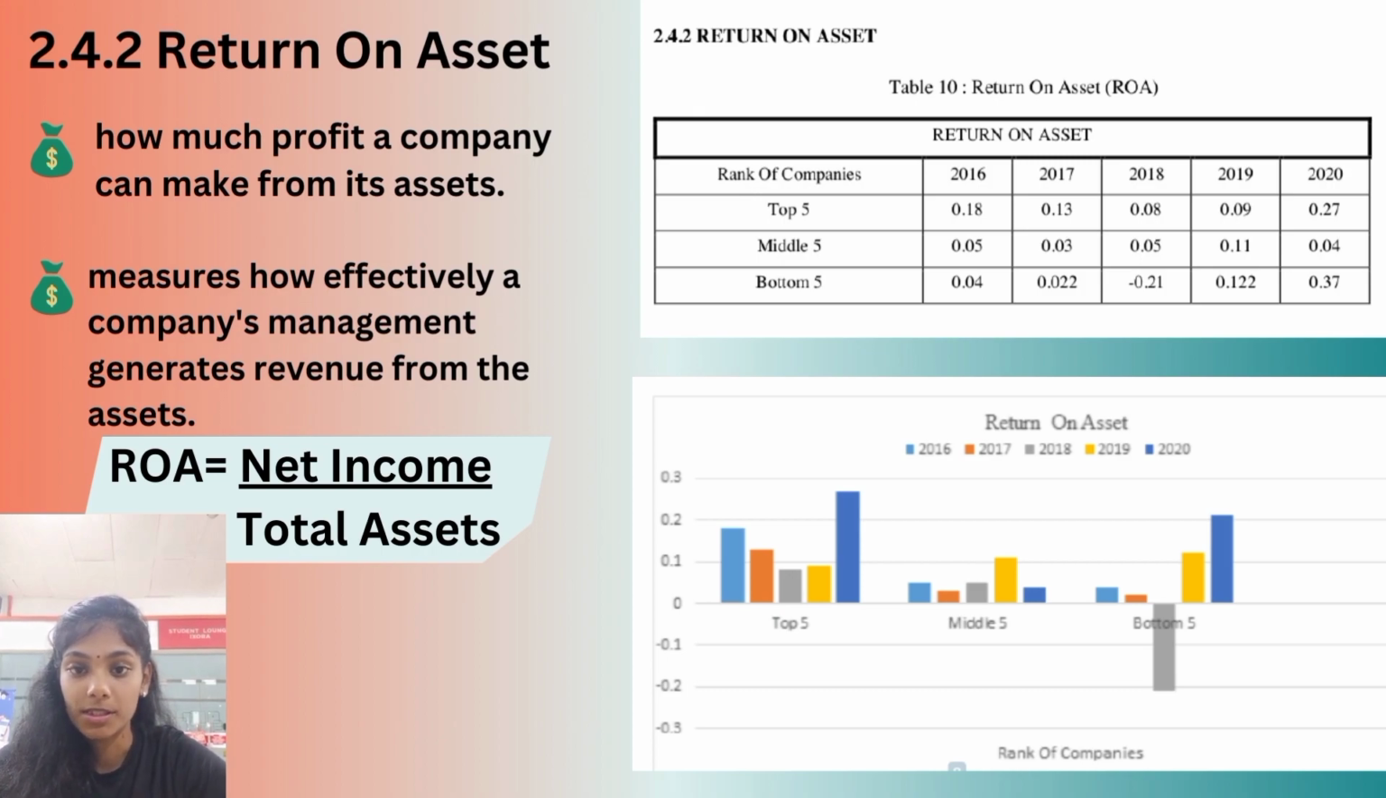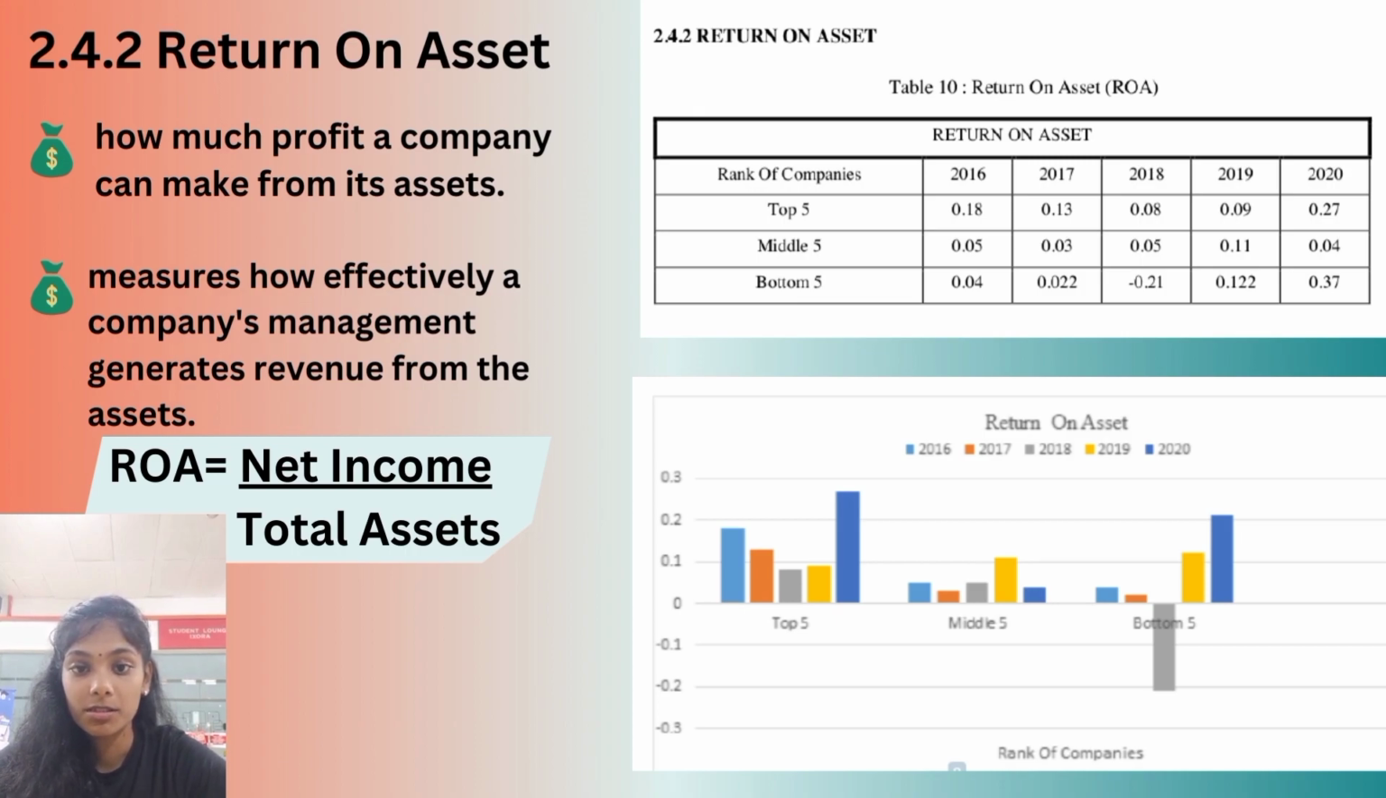Beginning from the top 5 companies, the ROA decreases continuously from the year 2016 to 2018, which is 0.18%, 0.13% and 0.08% respectively. The ROA then increases to 0.09% and 0.27% in the year 2019 and 2020 respectively.